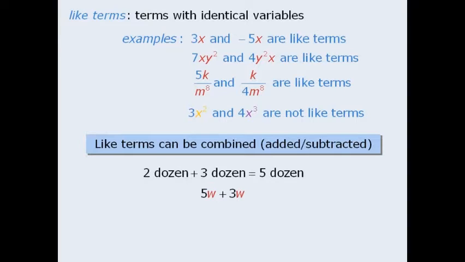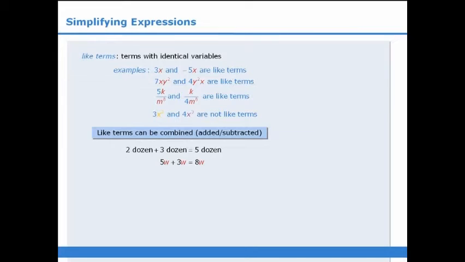Similarly, since the w in the term 5w has the same value as the w in 3w, we can combine these two terms to get 8w. This process of combining terms is called simplifying.